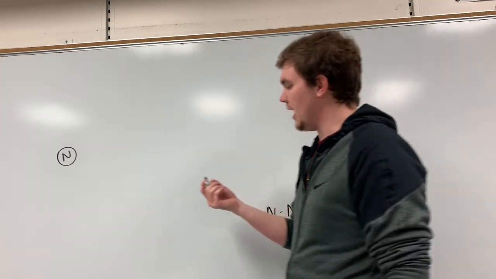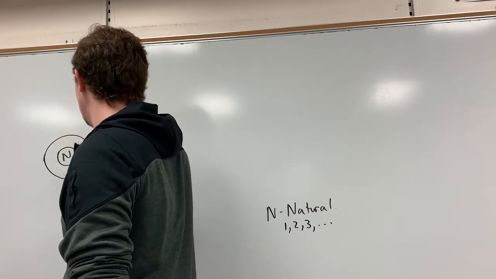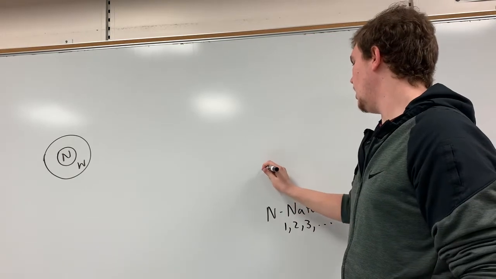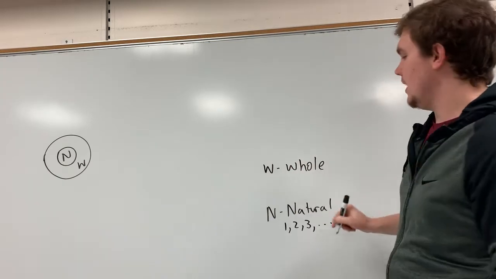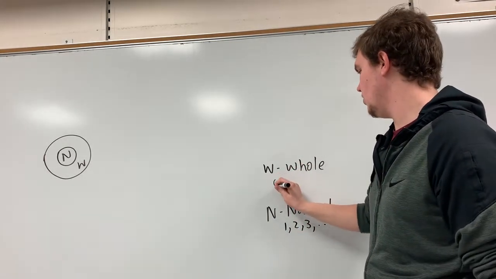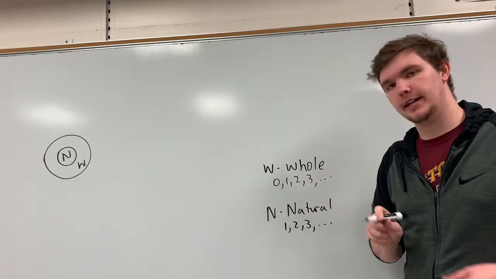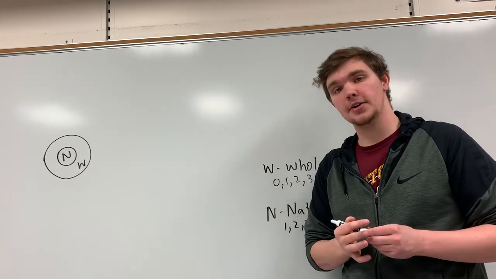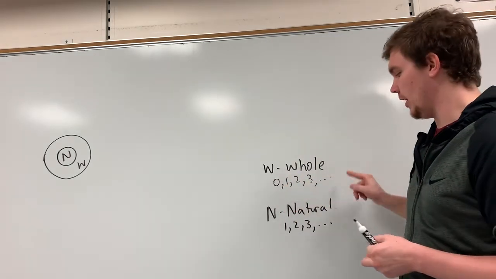Beyond the natural numbers, we have the whole numbers. W will be for whole, okay? The whole numbers are very, very similar to the natural numbers, except instead of starting at 1, these are going to start at 0, and they will also work their way up to infinity. Again, these do not have any fractions or decimals, and they also do not have any negative numbers. They just begin at 0 and work their way up to infinity.